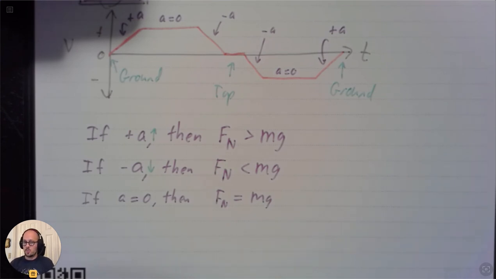So for objects in elevators, the apparent weight of those objects changes based on what the elevator is doing. So the elevator exerts a force on the person riding the elevator, and it can't change their weight, but it can change how heavy they feel based on what the elevator is doing. And that is that for now.